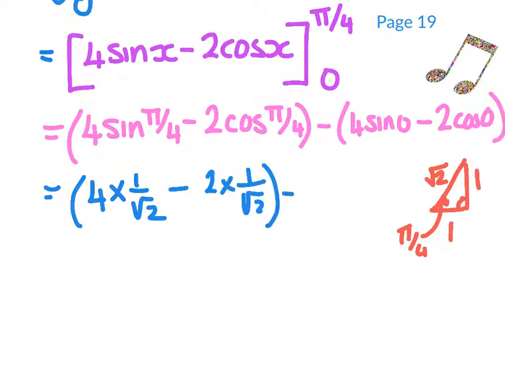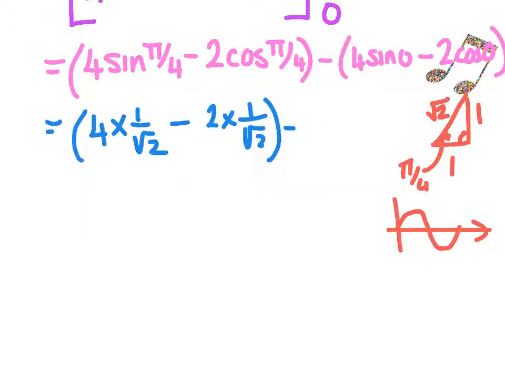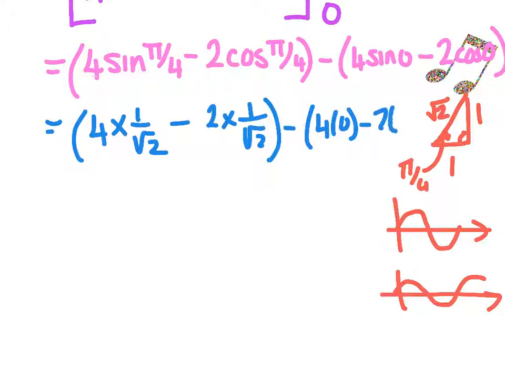That's my first bracket. Now in the second bracket, I'm going to have a little bit of a look at my waves. So y equals sine x looks like this. The sine of 0 is 0. For the cosine, it's different, and the cos of 0 is actually 1. It starts at 1. So back to here, I've got 4 times the sine of 0, which is 4 times 0. Take away 2 times the cos of 0, which is 1. So 2 times 1.